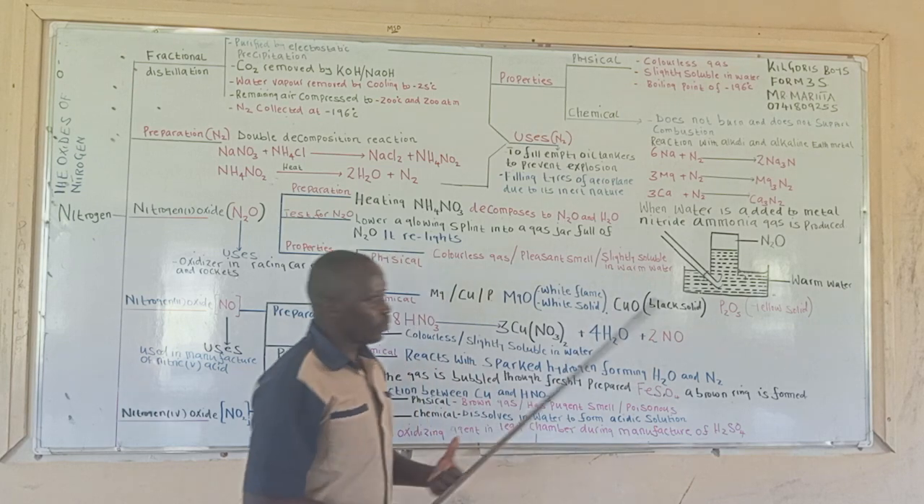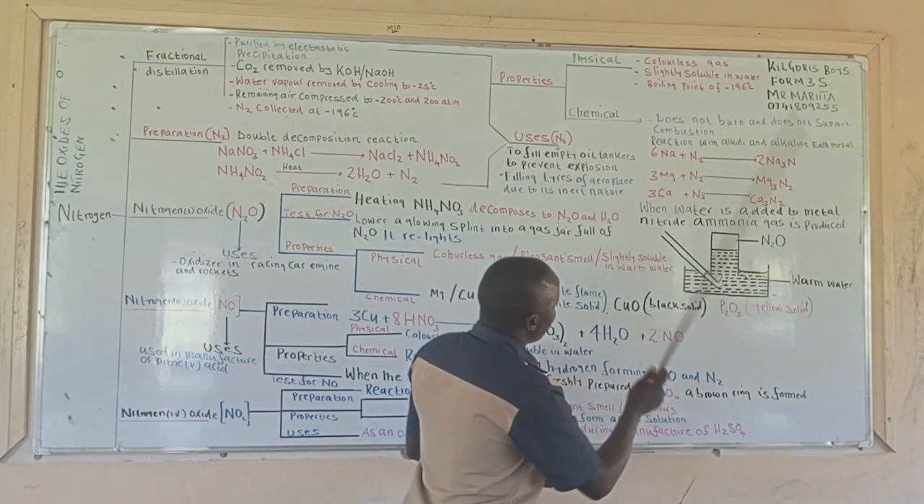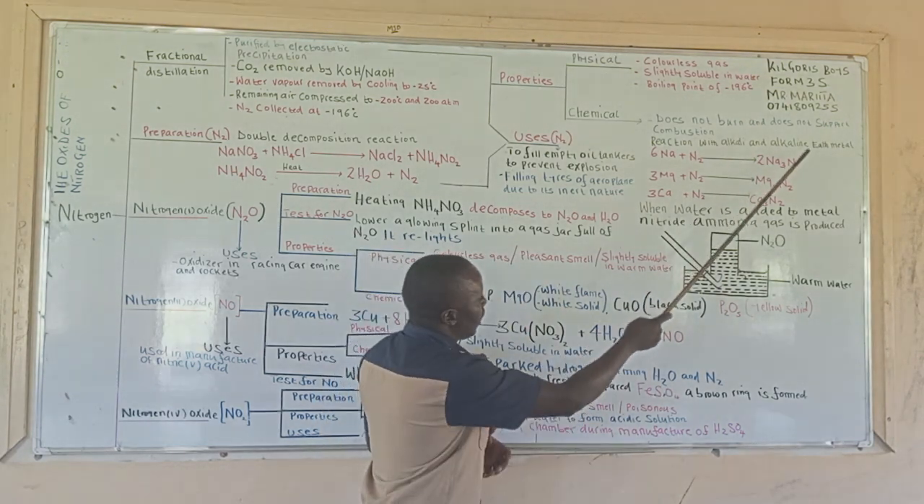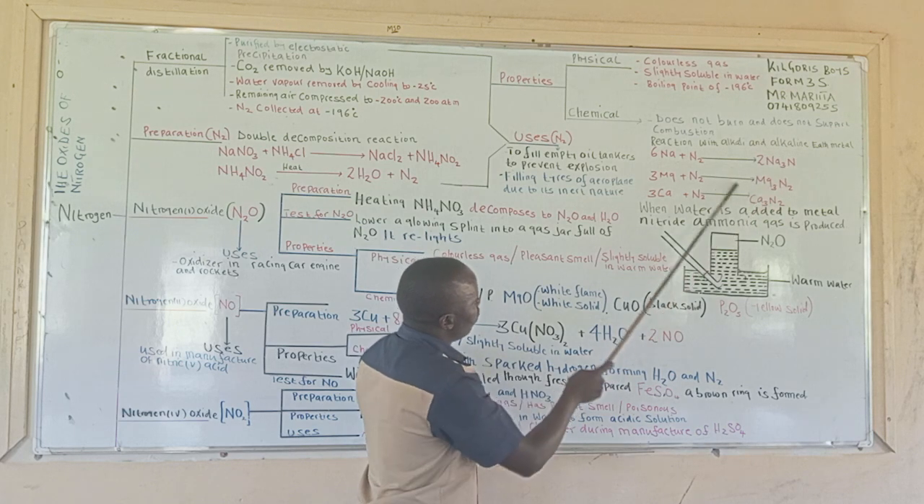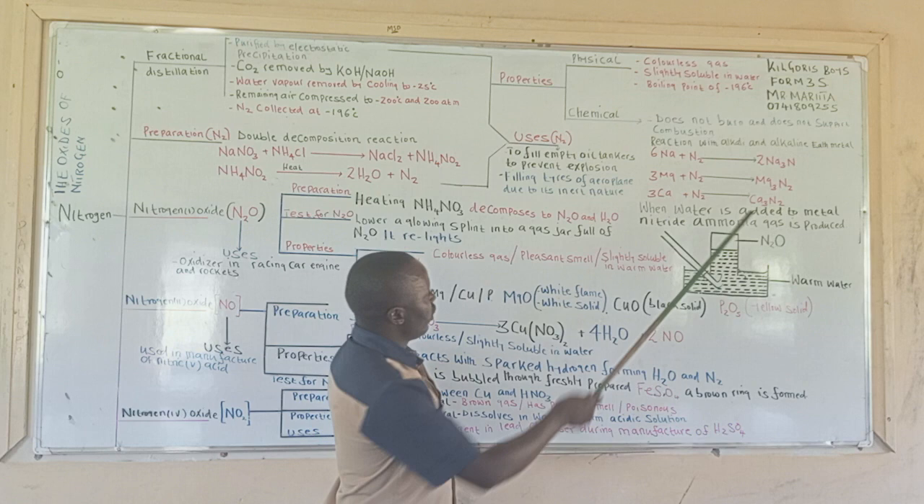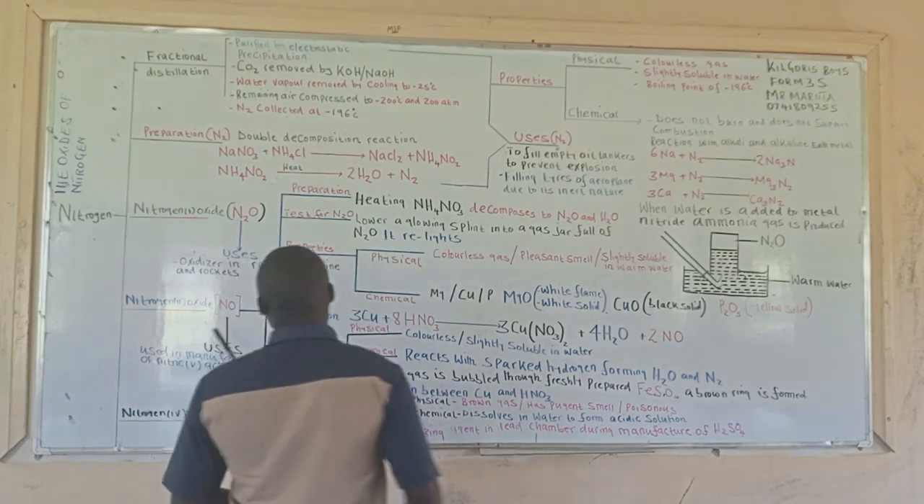Now what will happen when water is added to all these nitrides? Ammonia gas is produced. If water is added here, you have ammonia gas. If water is added to magnesium nitride, you will have ammonia gas. If water is added to calcium nitride, you will have ammonia gas.